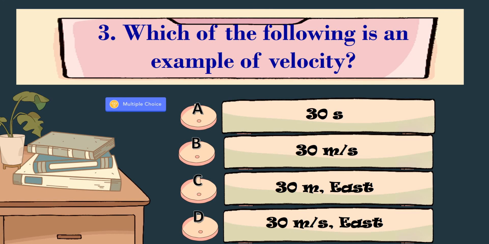Speedometer. Which of the following is an example of velocity? A. 30 seconds, B. 30 meters per second, C. 30 meters east, or D. 30 meters per second east? Very well said. That is letter D. 30 meters per second east.